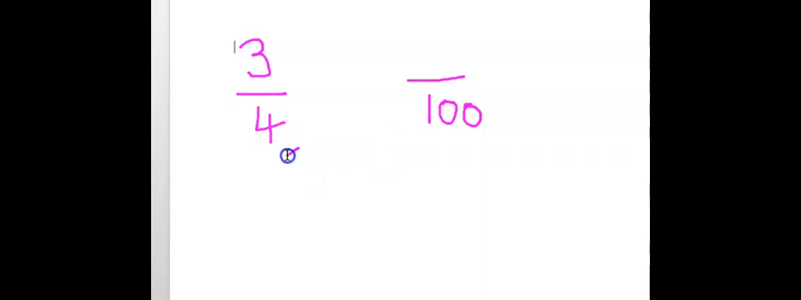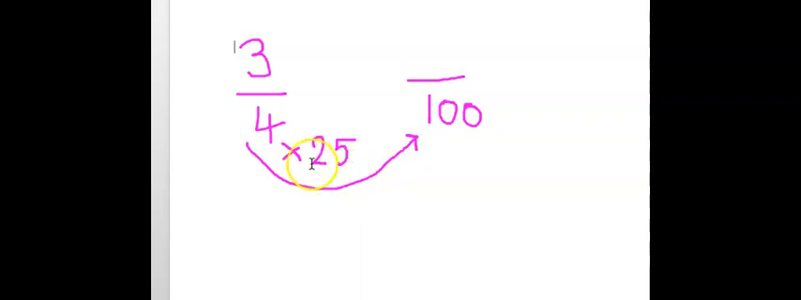Now, let's see how we make that 100, shall we? Let's take 3/4. What do we need to do to change the quarters to 100s? Let's think for a moment. Let's multiply 4 by 25. We're converting our fractions. 4 times 25 will give you 100.